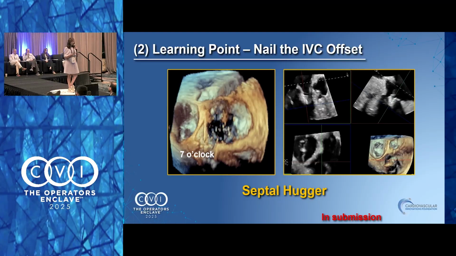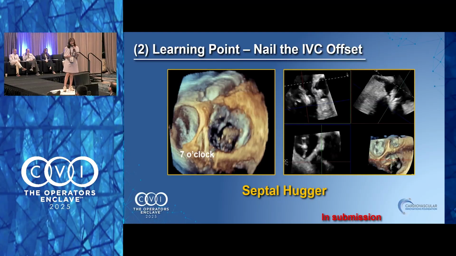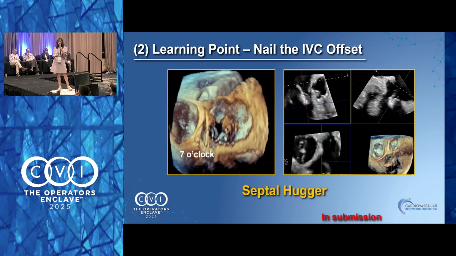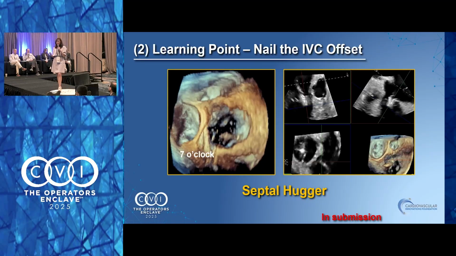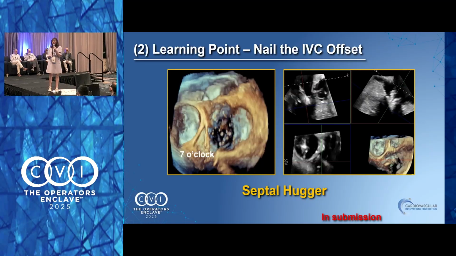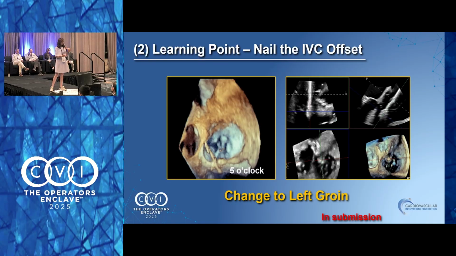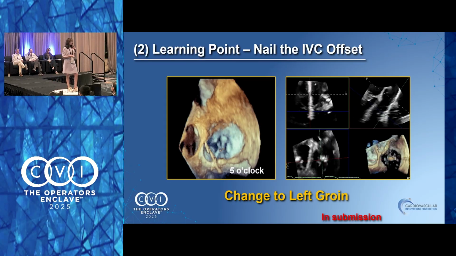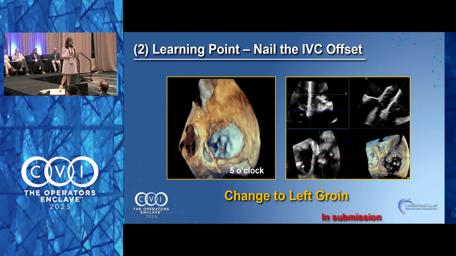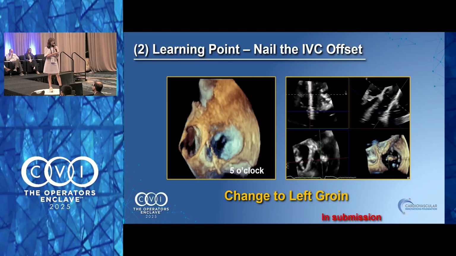And you can see on the right-hand side, the perpendicularity is really a septal hugger. And he did as many maneuvers, and consideration should be taken in terms of access going into the left groin. For example, in this case, we changed this, another case actually, to the left groin. You can see the access from 5 o'clock on the live 3D view.